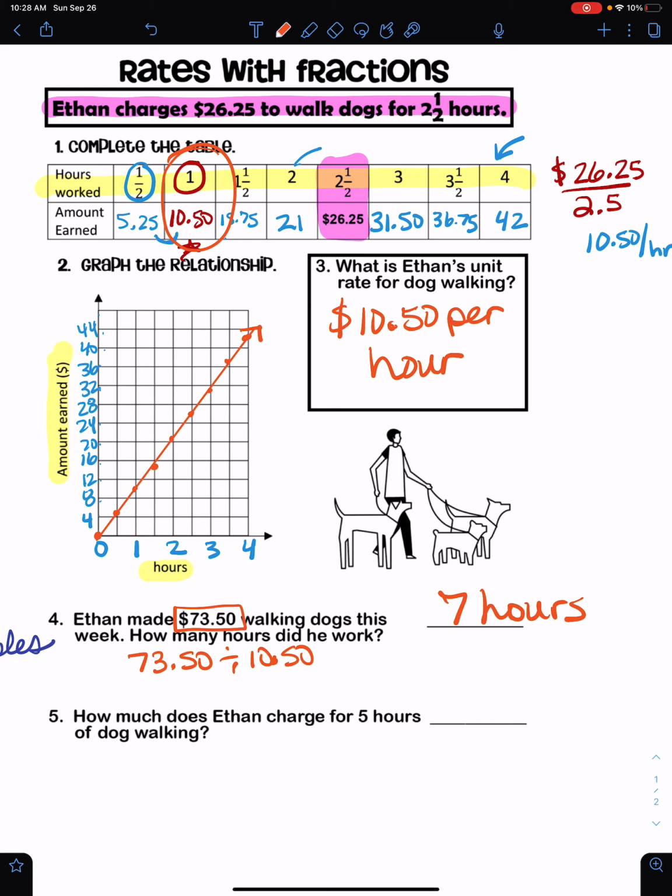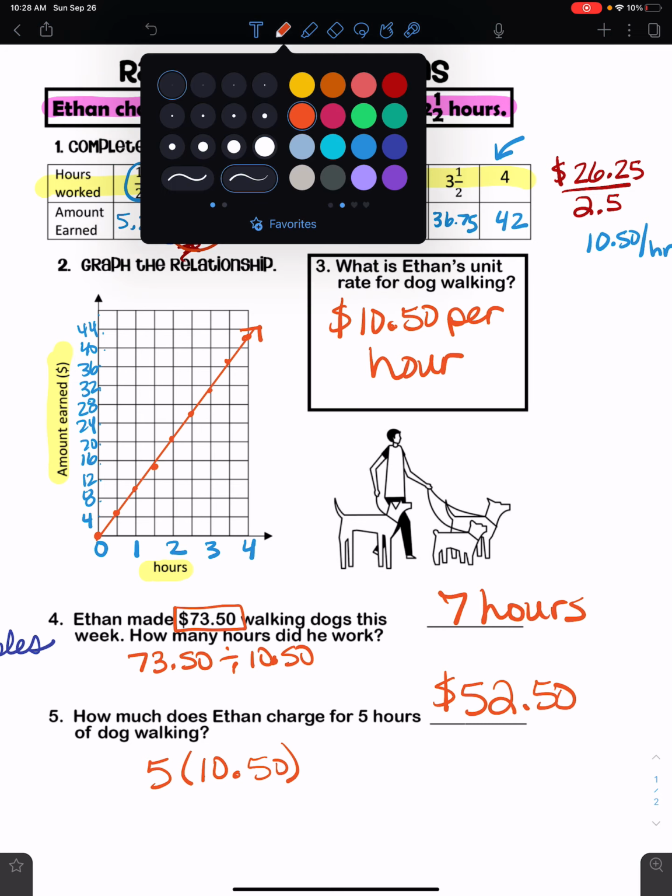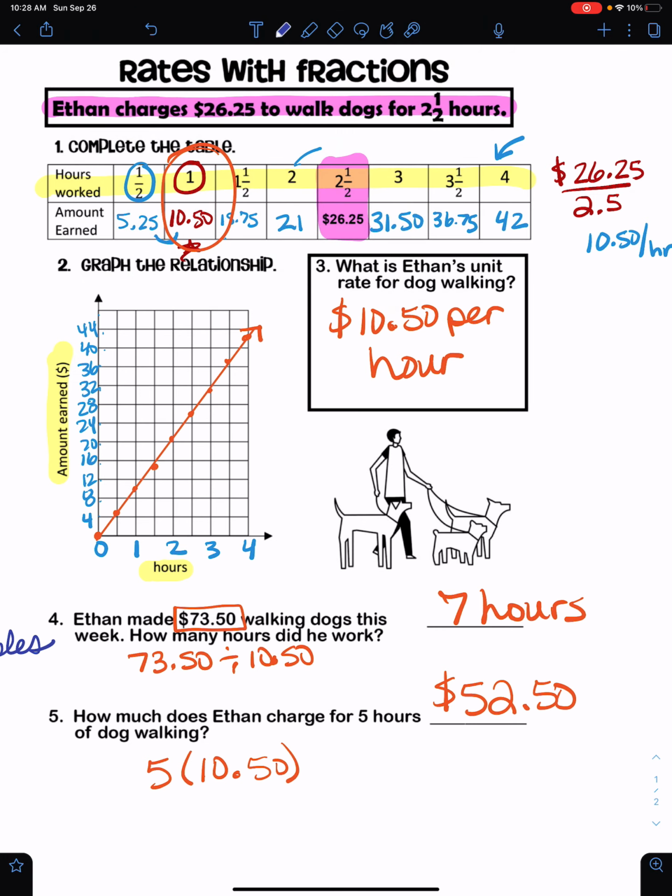How much does he charge for 5 hours? Well, we don't have 5 hours in our table or in our graph, but we do know that he makes $10.50 per hour, so I can multiply 5 hours times $10.50 to get $52.50. I've seen some students in the past with this problem maybe add the amount Ethan makes in 4 hours to the amount Ethan makes in 1 hour to get the 5 hours. That would work just fine too. Thanks for watching.